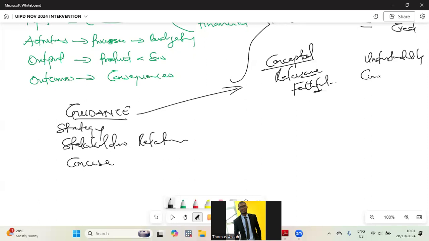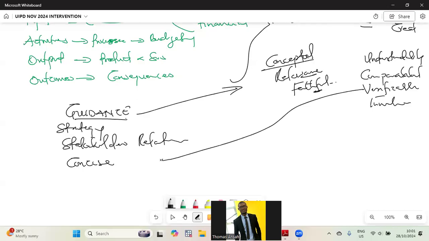Comparability. So here you say that the thing must be consistent and it must be comparable. That's all. Verifiability. Timeliness. So these are the things you are doing. Verifiability here, we call it material. It must be materially verified.